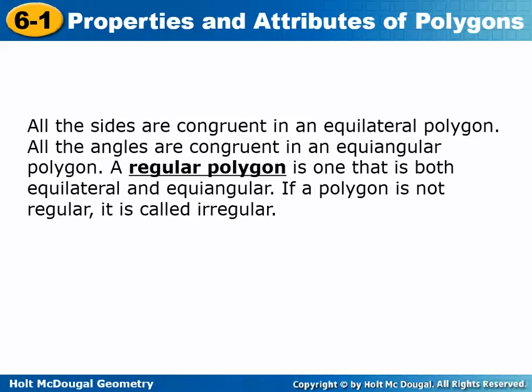Alright, if you have all sides congruent, then you have an equilateral polygon. If all the angles are congruent, then it's equiangular. A regular polygon is one that is both equilateral and equiangular. In other words, a regular polygon has all congruent angles and all congruent sides. If it's not regular, it's irregular, I-R, and then regular.